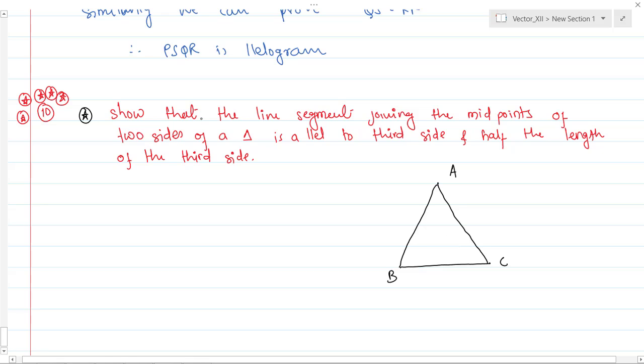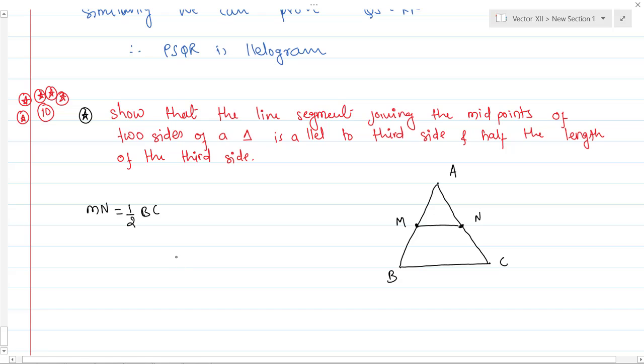We have a triangle. Show that the line segment joining the midpoints of two sides of a triangle is parallel to the third side and half its length. Suppose AB and AC are two sides of the triangle, M and N are the midpoints of these two, and the line segment we have is MN. This MN is parallel to BC, and the length of MN is equal to half of the length of BC. This we have to prove.